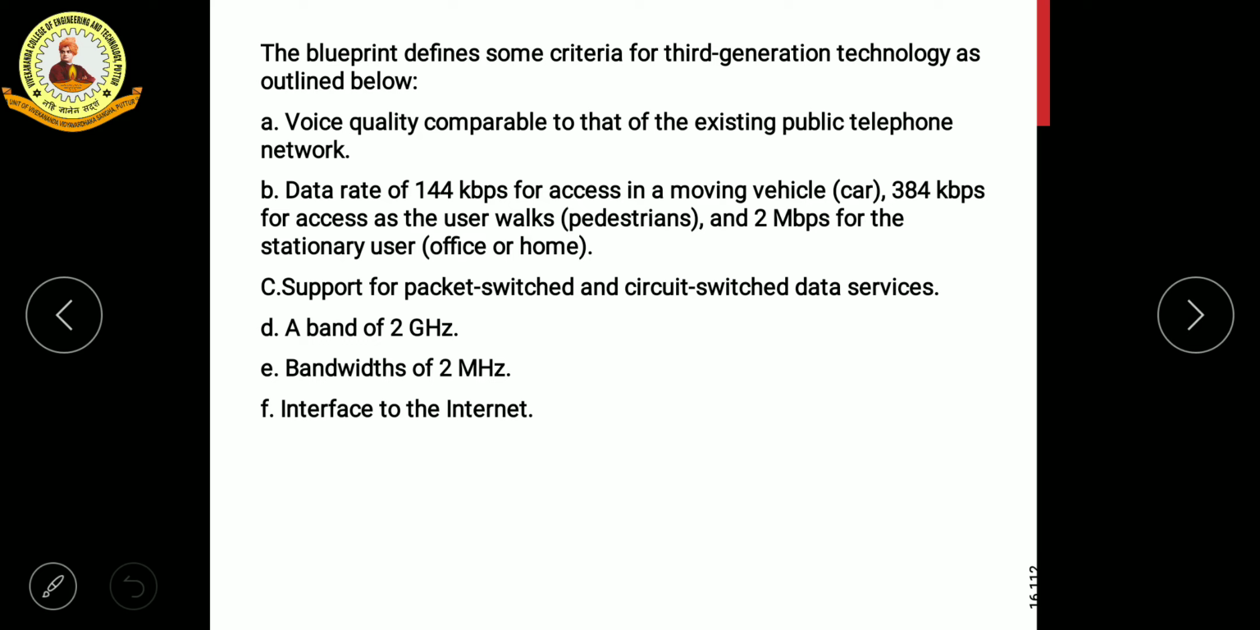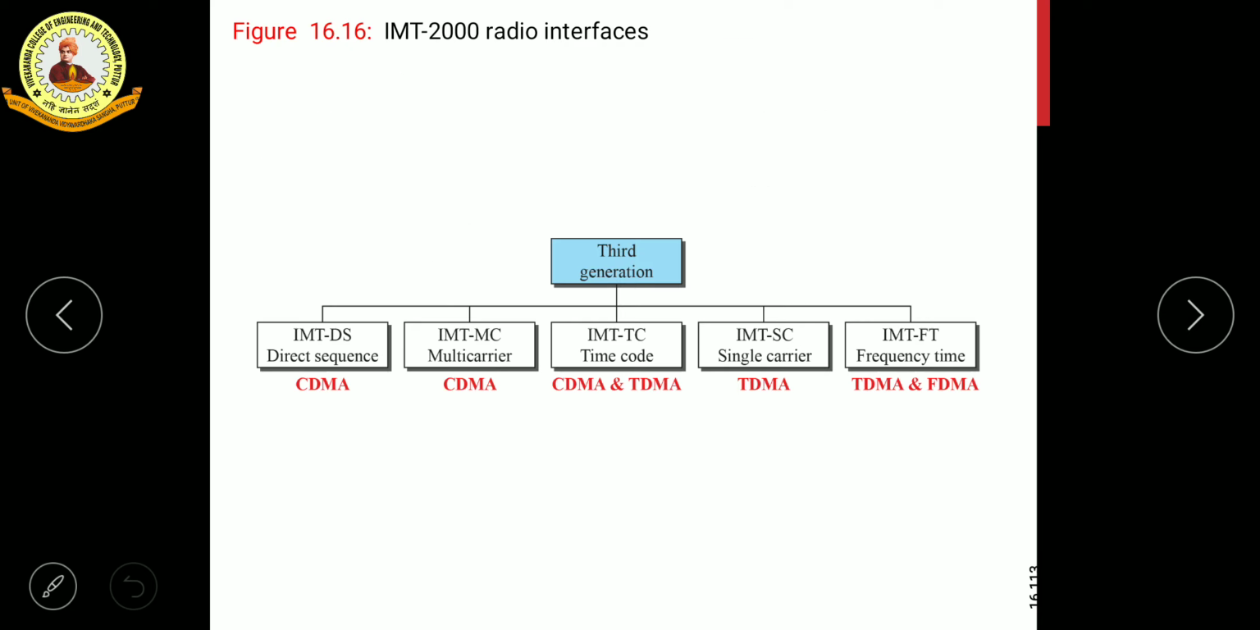Then support for packet switched and circuit switched data services, and it gives a band of 2 GHz. Bandwidth is 2 MHz. Then it has provided us the interface to the internet. These are some of the features of third generation mobile networks, right?